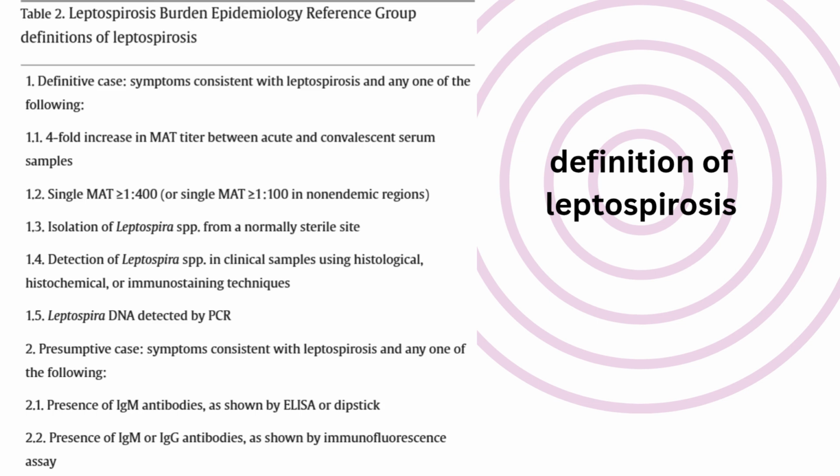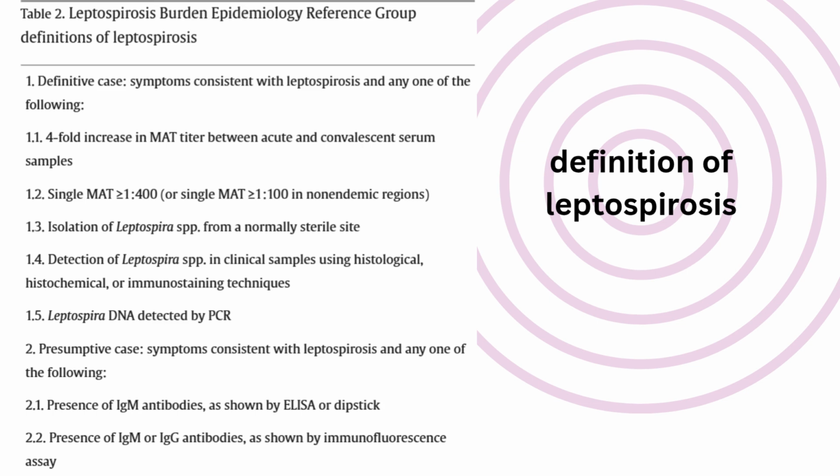So this is the way we can define what leptospirosis is in the clinical context. The Leptospirosis Burden Epidemiology Reference Group definition of leptospirosis. Definitive case: symptoms consistent with leptospirosis and any one of the following. A four-fold increase in MAT titer between acute and convalescent serum samples, a single MAT greater than 1 to 400, and isolation of leptospira species from a normally sterile site.